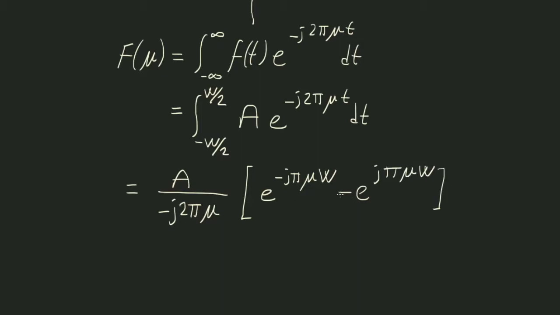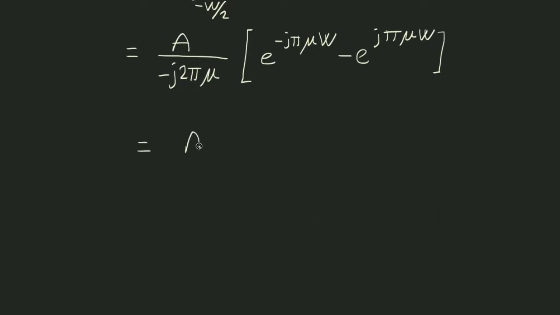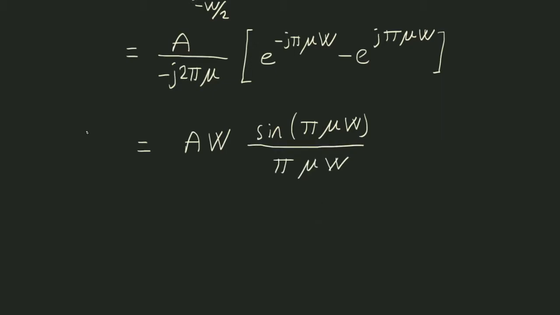e to the minus j pi mu w minus e to the j pi mu w. If you expand it into sine and cosine components, some of them will cancel each other, and we will be left with a times w times sin pi mu w over pi mu w, which is equal to F of mu.